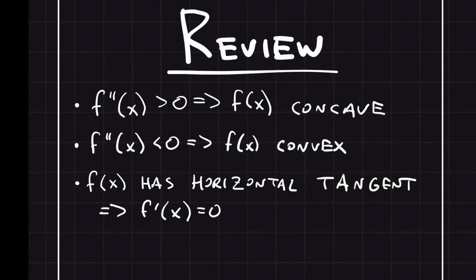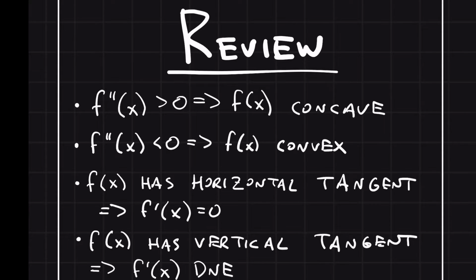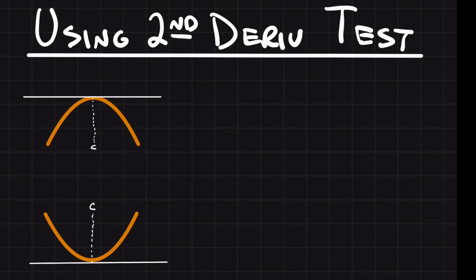Earlier in the semester, we learned that f of x has a horizontal tangent whenever f prime of x is equal to 0. And we used that fact whenever we were doing the first derivative test. We'll also use this fact today when we're doing the second derivative test. And finally, we learned earlier in the semester that if f of x has a vertical tangent, that meant that f prime of x does not exist. So now let's look at how the second derivative test works.